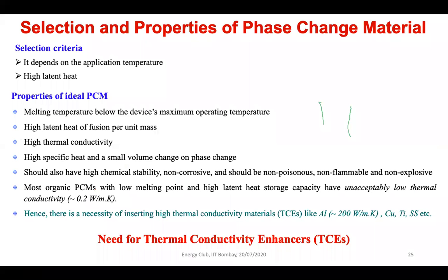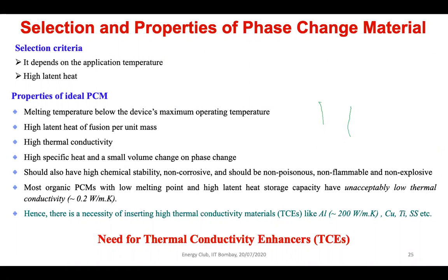Now, what is the selection procedure for phase change material? Always we look for two criteria. The first one is the application temperature. If my application temperature is, say, cooking, which is needed at 150 degrees centigrade, then I have to select some phase change material which will have a melting temperature in the range of 130 to 150.